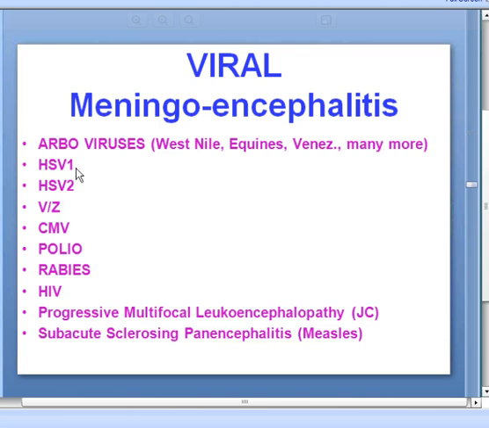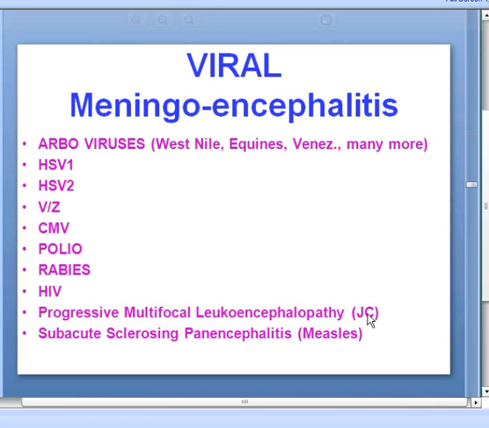We said that herpes simplex virus 1 and 2 can do it. We said that VZV can do it. We said that CMV, these are all herpes family viruses. We said that polio and rabies can do it. You know that polio was the big thing to attack the ventral horn cells, or the encephalitis portion of the ventral parts of the spinal cord. We know that rabies is a neurotropic virus as well, could be fatal. And we know that HIV can also involve the central nervous system.